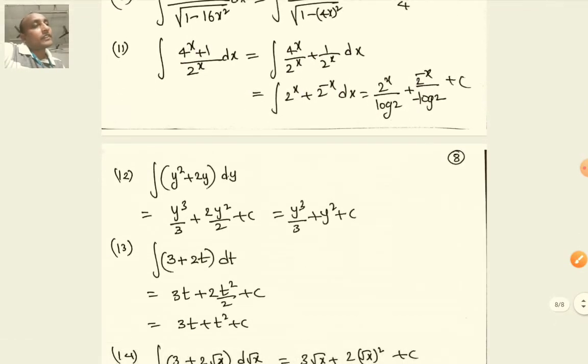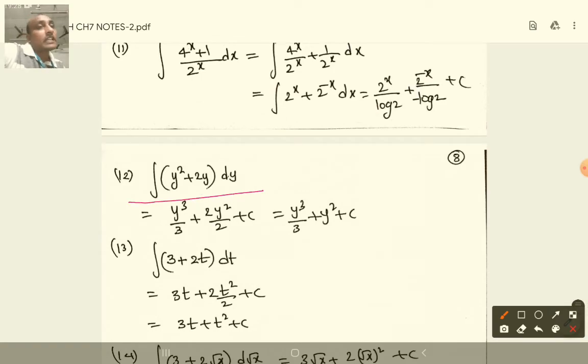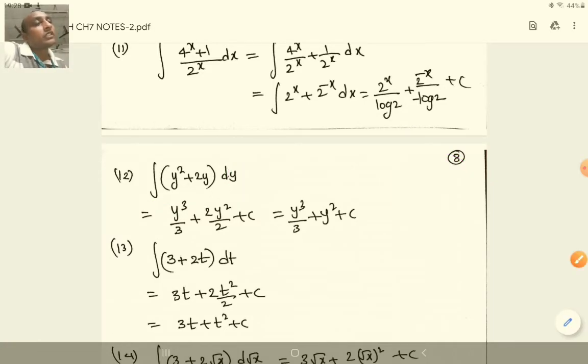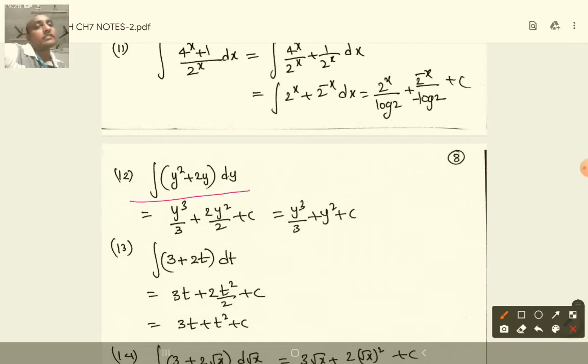Next, y square plus 2y. Till now I have given questions with dx only. Now it is going to change as dy, dt, something else, some other variable other than x is there. See. So integration of y square plus 2y into dy is y cube by 3 plus 2y square by 2 plus c. Y is the variable of integration here. So 2 gets cancelled. The answer is like this.